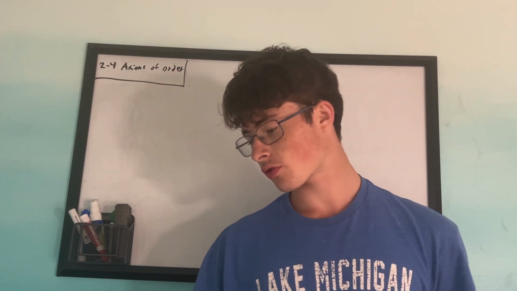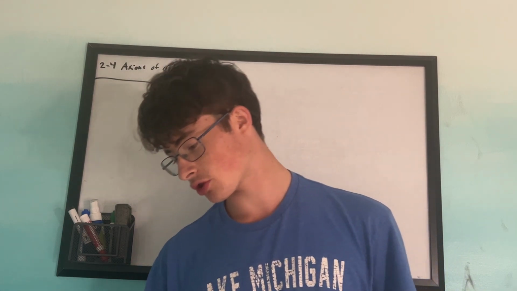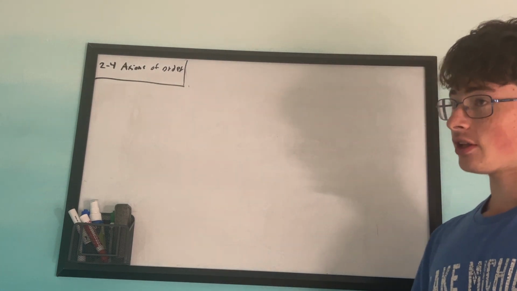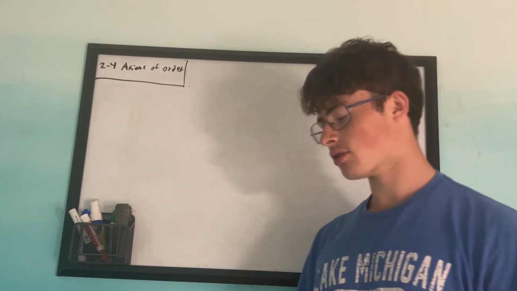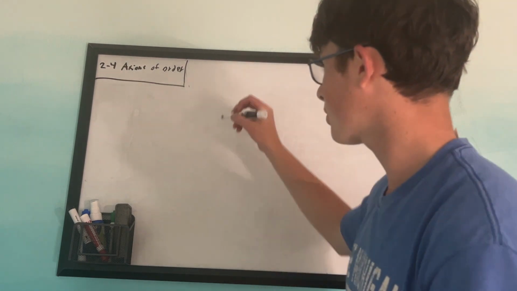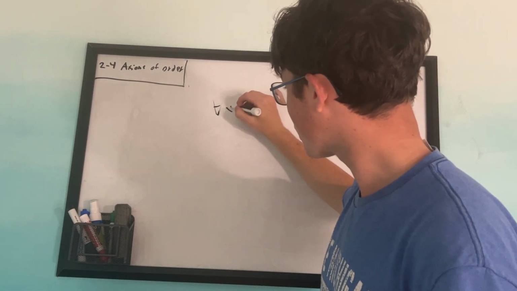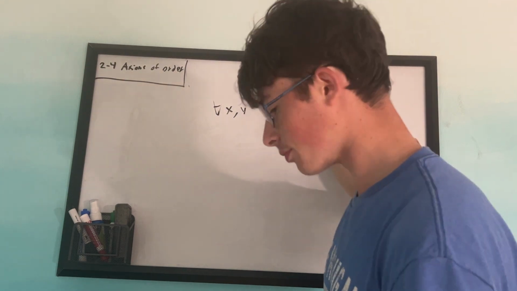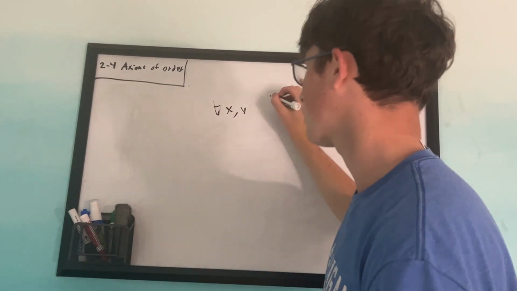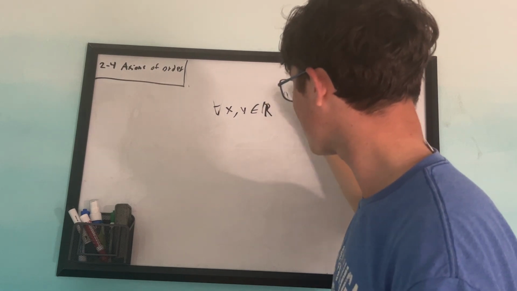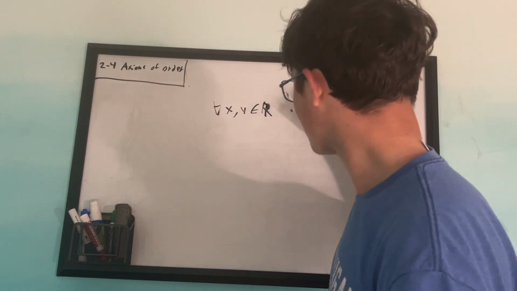Alrighty, here's the notes for section 4, chapter 2. It's on axioms of order, so it's like the idea of greater than or less than. Establish that. We go with there's a trichotomy for all of our x and y of real. For all of our real x and y.